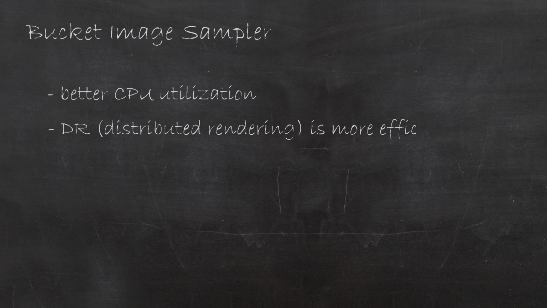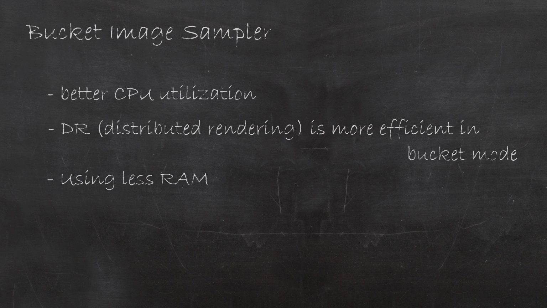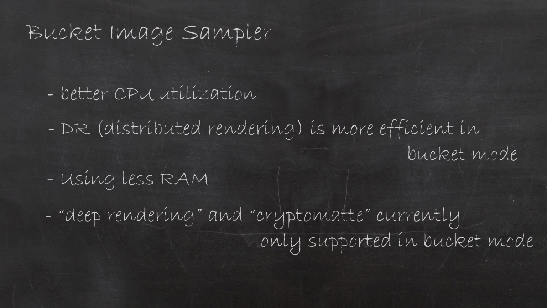The bucket image sampler type has several advantages of its own. For instance, the bucket sampler has better CPU utilization since the image doesn't need to be displayed all the time. That makes it great for rendering final images and animation. The distributed rendering, or DR, is more efficient while using the bucket mode. When it comes to rendering large resolution images, the bucket image sampler uses less RAM as it has the ability to write directly to the disk. Lastly, some features like deep rendering and cryptomatte are currently only supported in bucket mode.